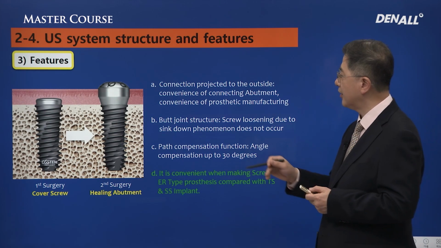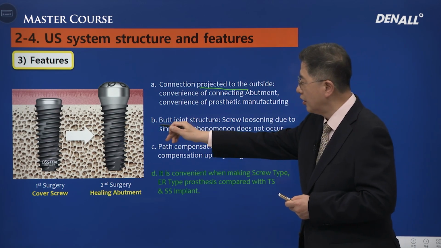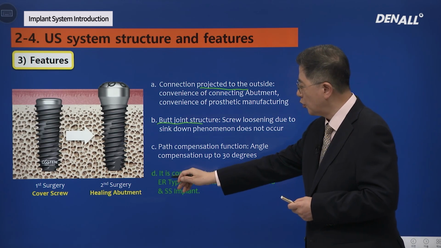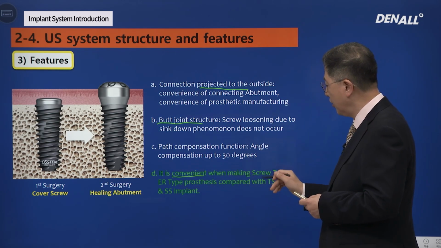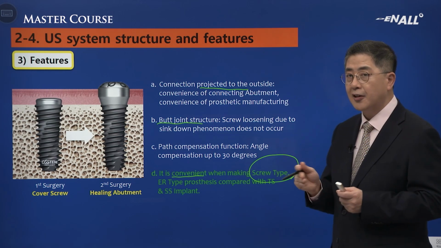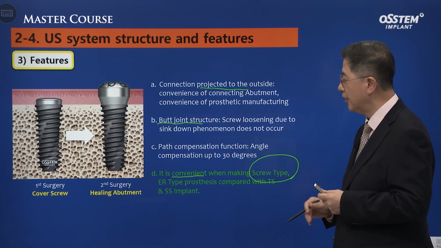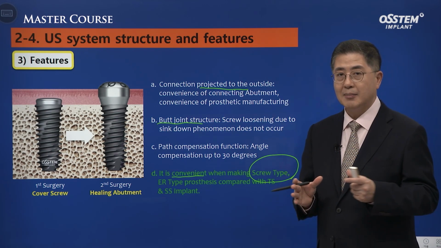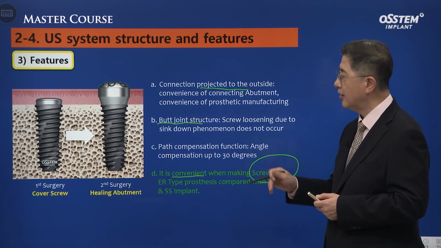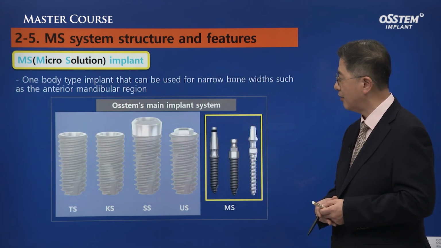The external implant has a connection projected to the outside, and it has a butt joint where surface-to-surface contact is made. It's shown in green. You can get a great prognosis using external implants when you use a screw-type prosthesis. When doing multiple cases using screw-type or ER-type, it has many advantages. However, it is being surpassed by the internal type and the usage is going down.